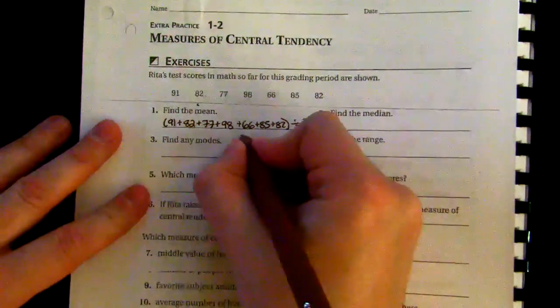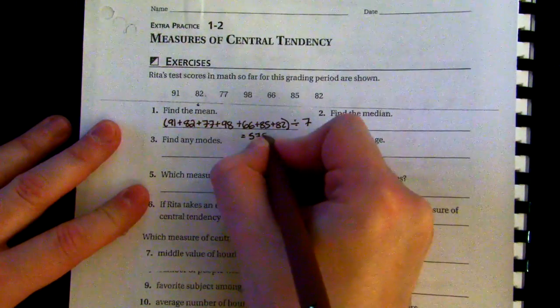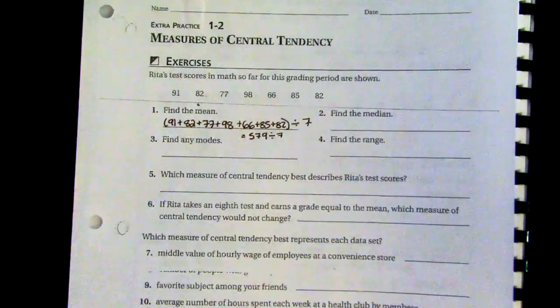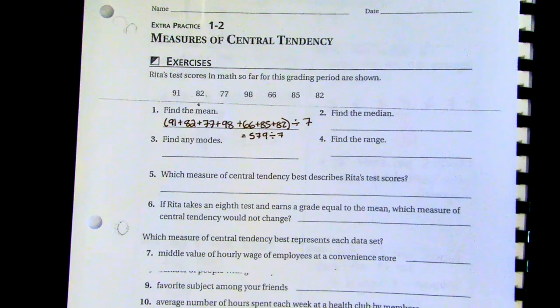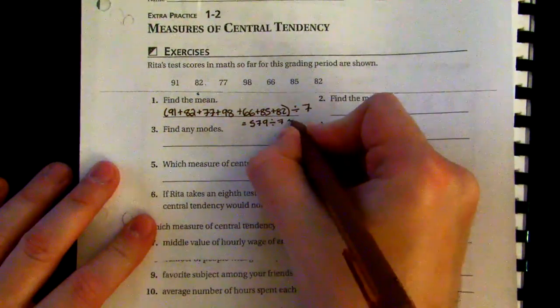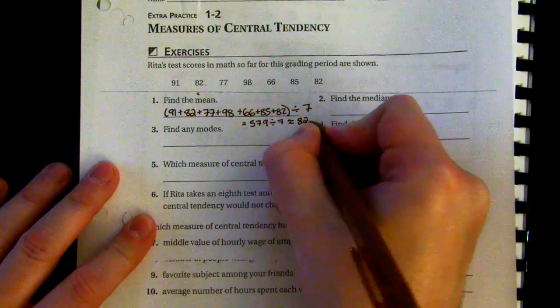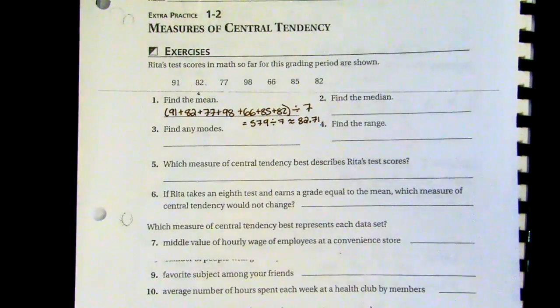I think we should be getting 579, which I'm going to go and divide by 7. And when I do that, I'm getting about 82.71. About 82.71. I just want to check that one more time to make sure I'm giving you the right number.